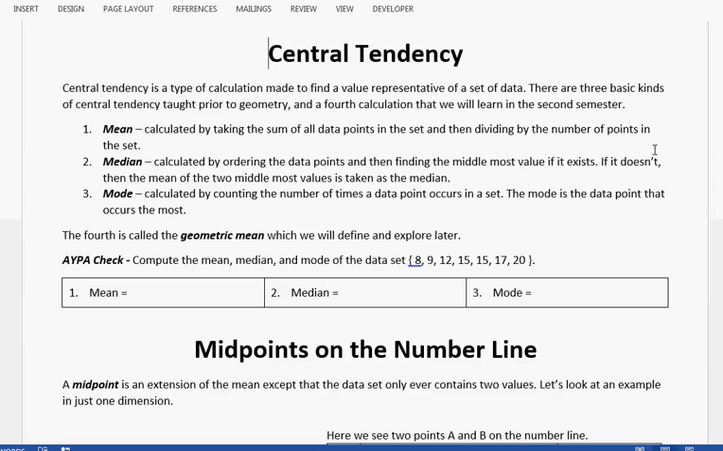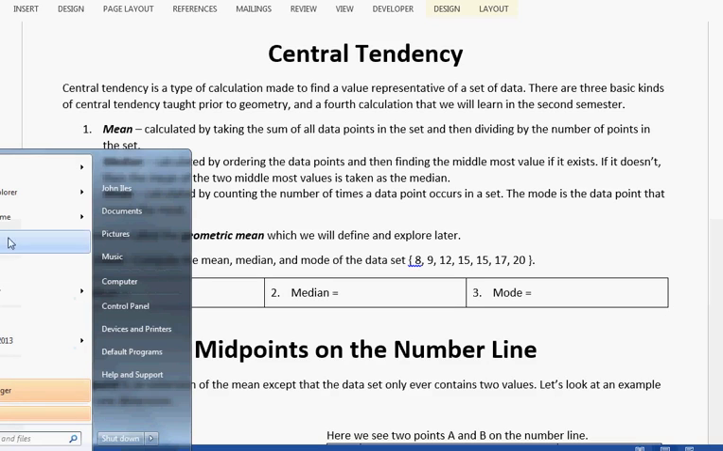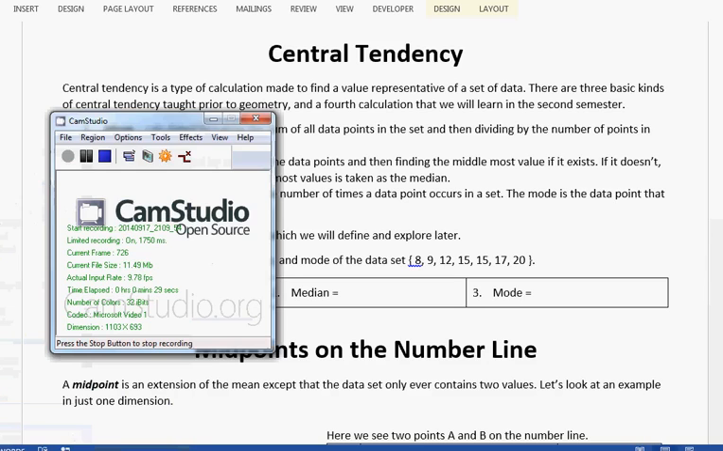Today we're talking about midpoints and we're doing the solutions guide to the 4-2 midpoints lesson. Let's begin. We're doing a mean here. To do a mean, we're going to have to add all of these values up and divide by the number of numbers. There's a calculator.